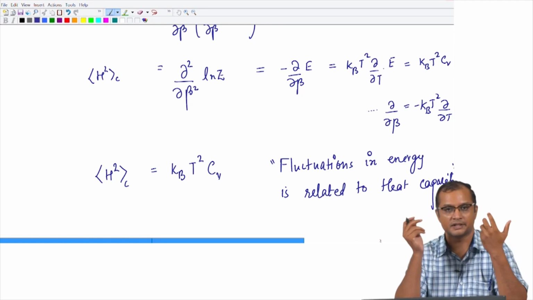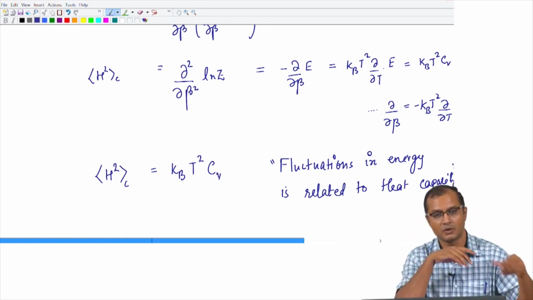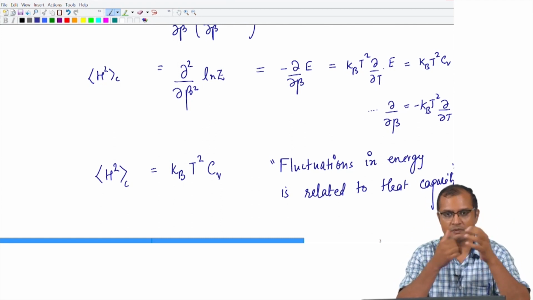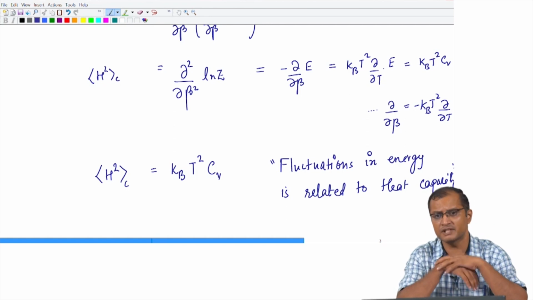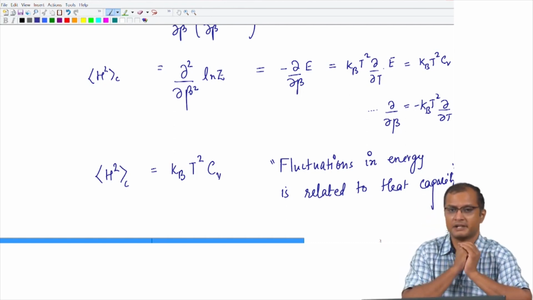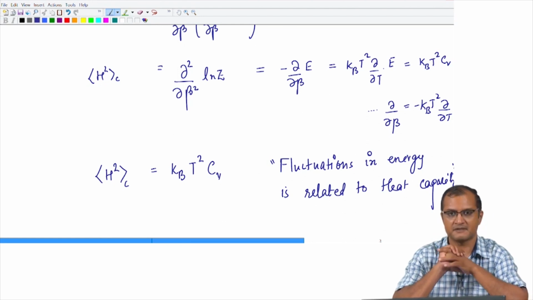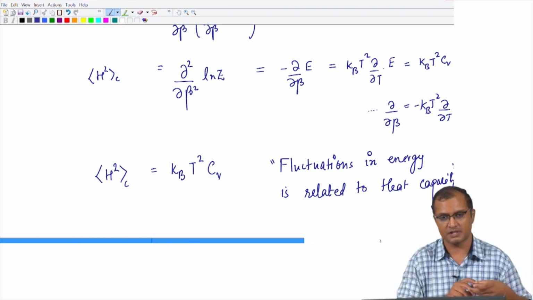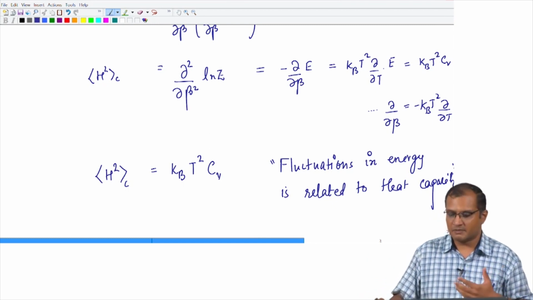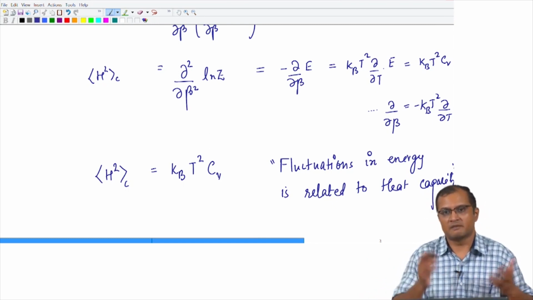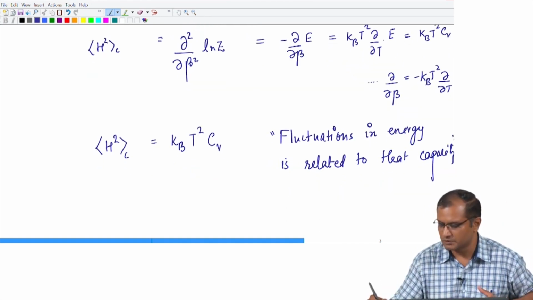So, they are very meaningful. How a system undergoes energy exchange with the reservoir and the nature of these fluctuations decide what will be the heat capacity. So, near a phase transition, for example, if these fluctuations become very large or diverging, the heat capacity of the system near such phase transitions would diverge. Okay.